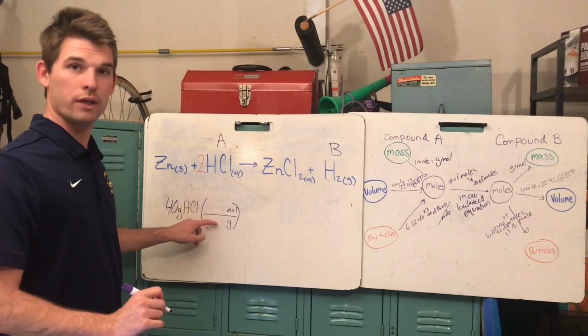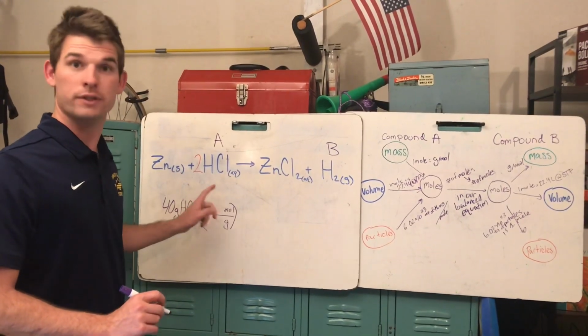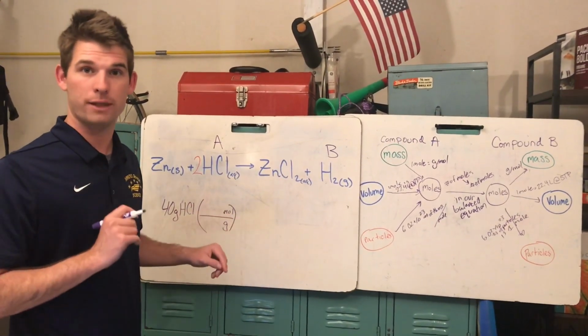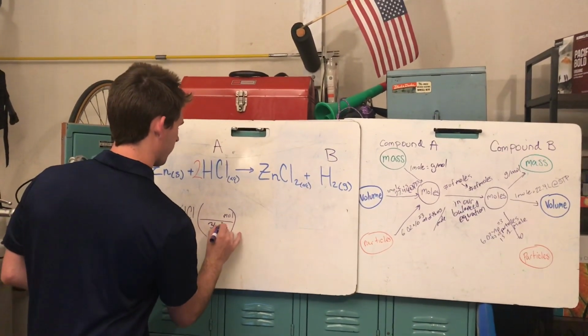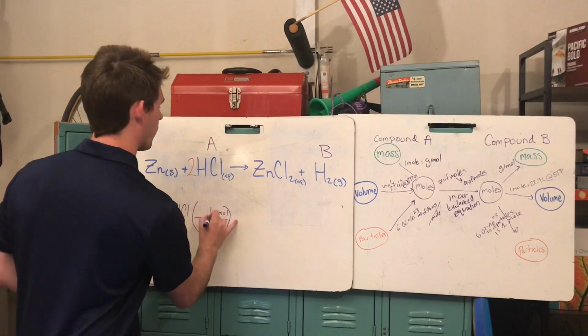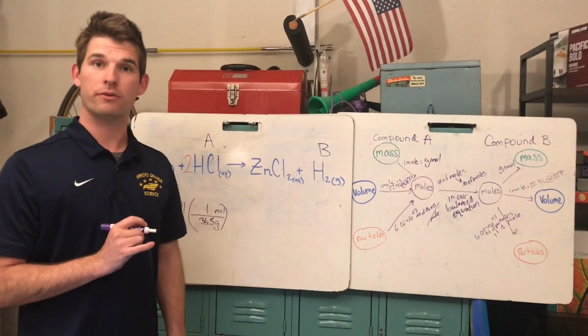Do we know a relationship between grams per mole? Yeah, it's the molar mass found on the periodic table. I looked it up. It's 36.5 grams to 1 mole. 1 mole is 36.5 grams.